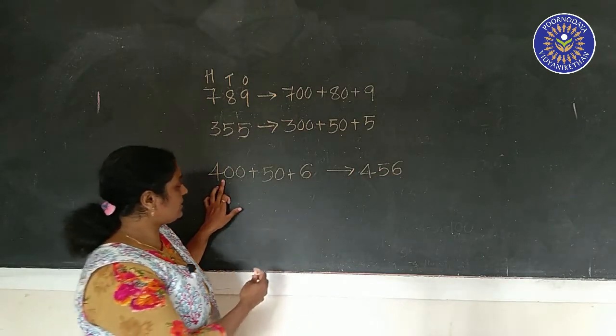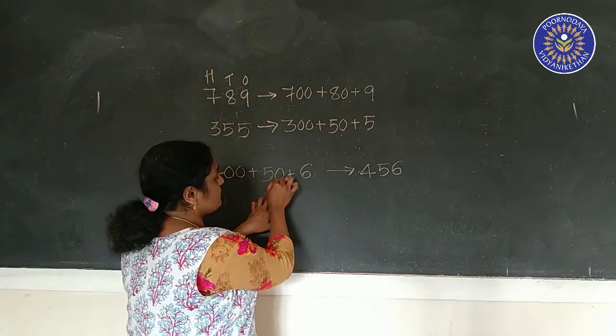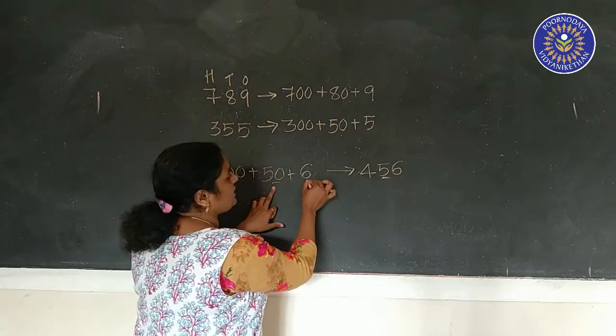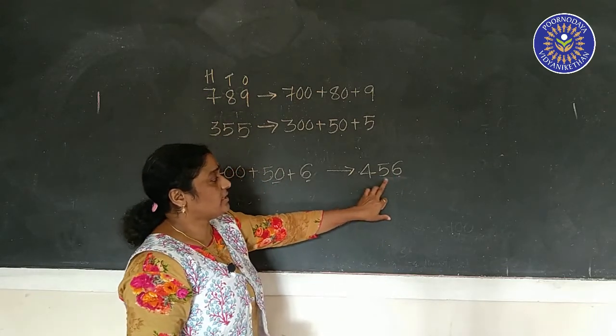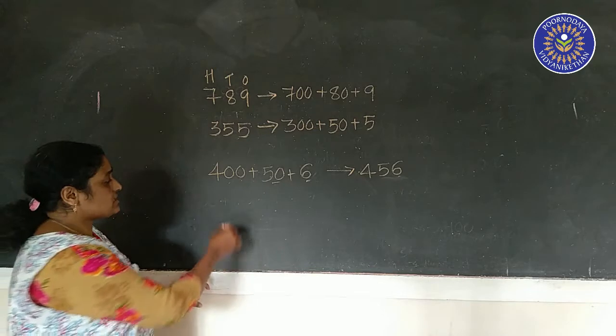In the 400's place there is 4. In the 10's place there is 5. And in the 1's place there is 6. So the number is 456. One more example.